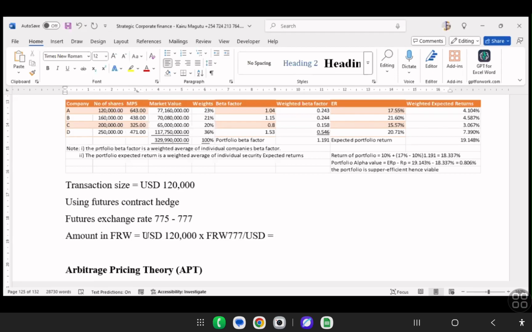How much is the Rwandan francs? The bank will sell the dollar at a higher exchange rate. This is a direct quote. The trader will buy the dollars from the bank so as to make the payment at 777. Let us see how much is it. There's someone who had written it so well, and he said 120,000 multiplied by 777. That is the only person who got 93 to 40. I don't know whether you are getting 93 to 40,000.